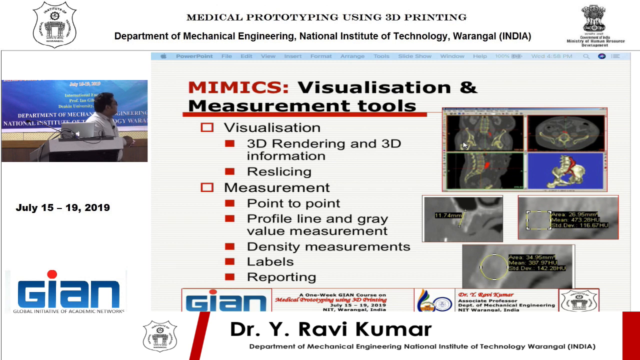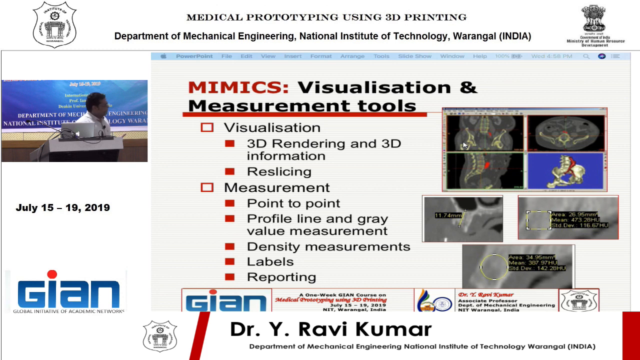And then you have measurements. If you want to measure some distance, even some of the CT software now may make it possible, but you may have extra tools here too. You can go with profile line or gray value measurement, and you can have density measurements or labeling, reporting. You can have tools for visualization and measuring, the basic tools. If you want to design some implant, you want to measure, say, what is the wall thickness of a blood vessel, right? So then we need to do a lot of measurements once you are working with some kind of implant design.